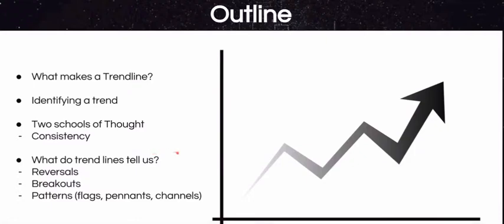That we're going to be going over what makes a trend line. Identifying a trend, this is really important, even if you're not using technical analysis. If you're a fundamental investor, you need to know if the overall trend of the stock that you're looking at is going up or down, as that's greatly going to depend on whether or not you make profit.